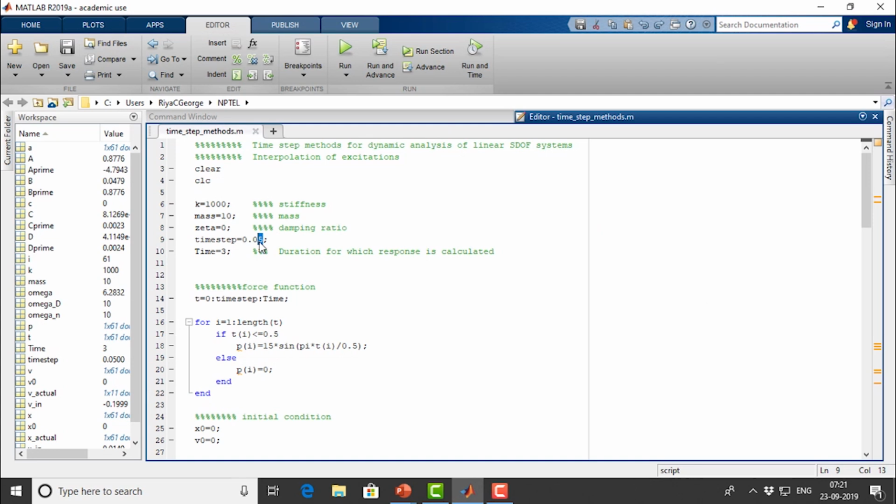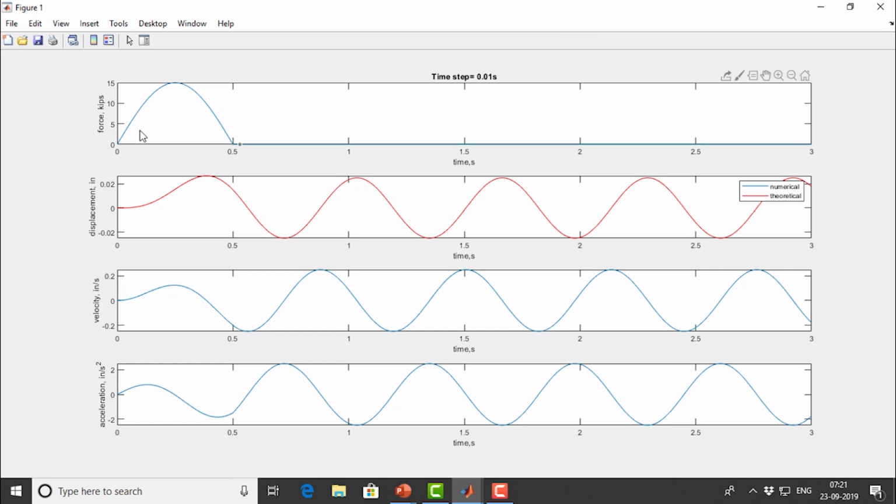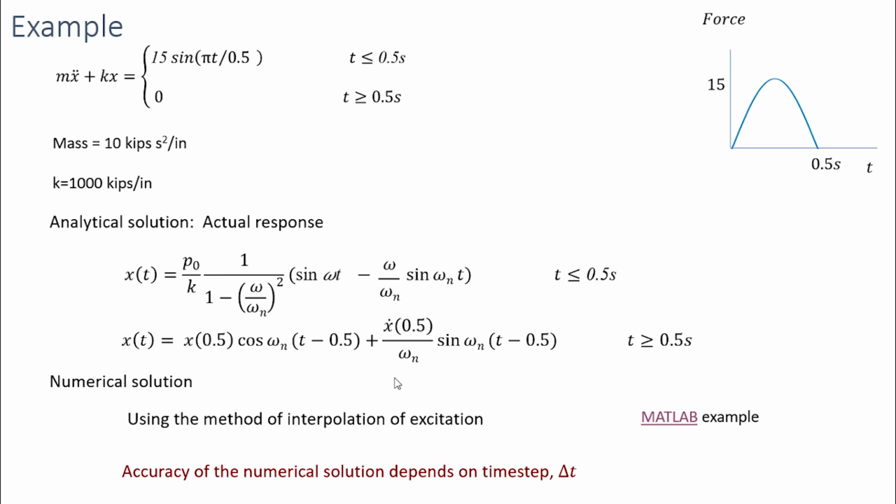So now the forcing function becomes a perfect half sine wave and the responses are very smooth. And in the case of displacement, the numerical and the theoretical values match perfectly. So the accuracy of the numerical solution depends upon the value of the time step. As the time step increases, the accuracy decreases, or as the time step decreases, the accuracy increases.